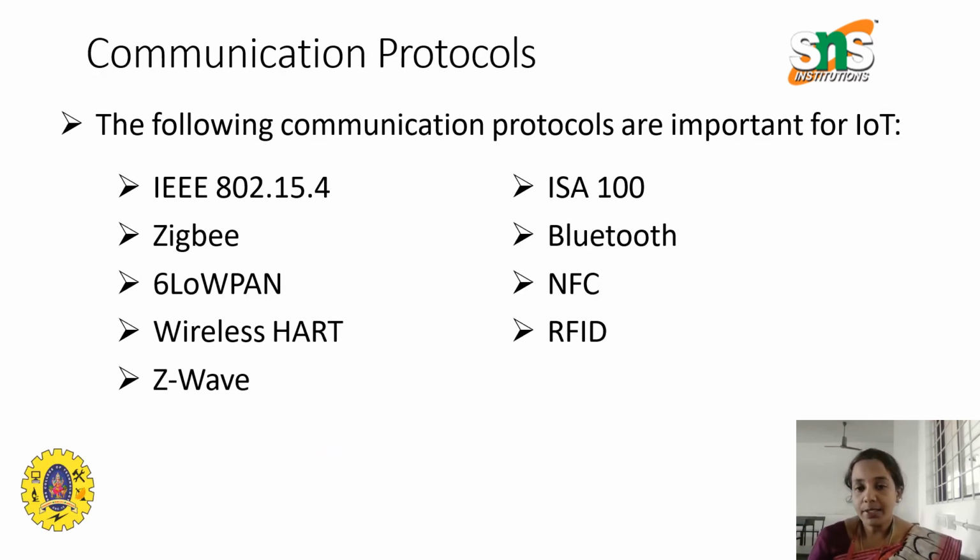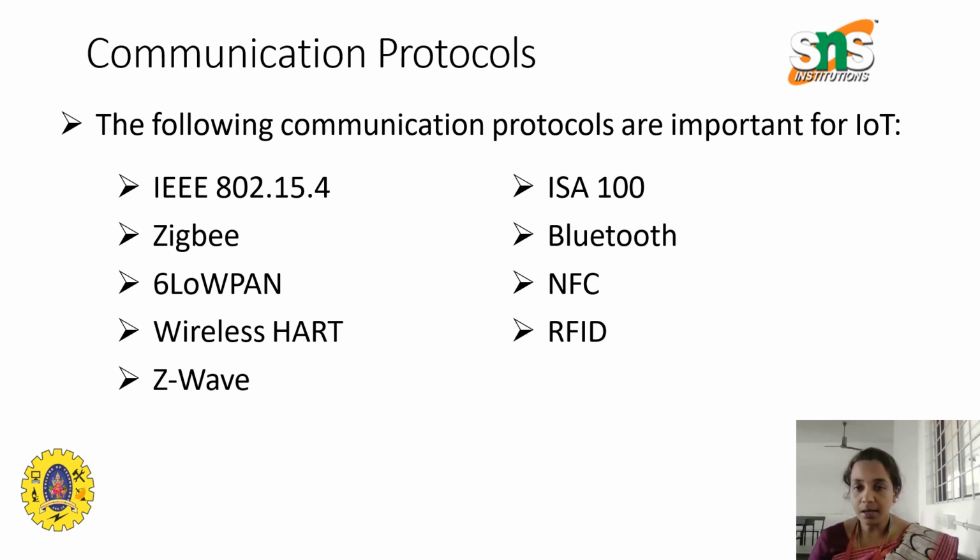IoT connectivity is like the communication protocol which the input signal has to follow while traveling from the sender to the receiver. These are the different types of communication protocol. In this video, we will be learning about the IEEE 802.15.4 protocol and the ZigBee protocol.